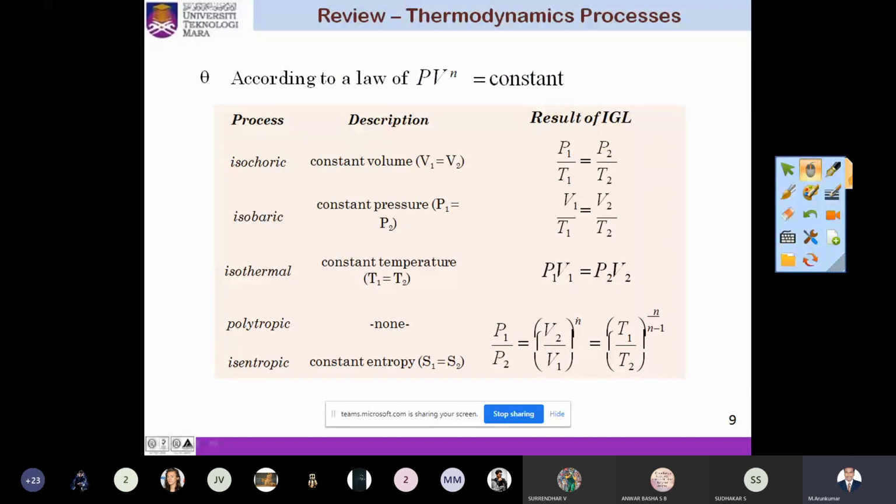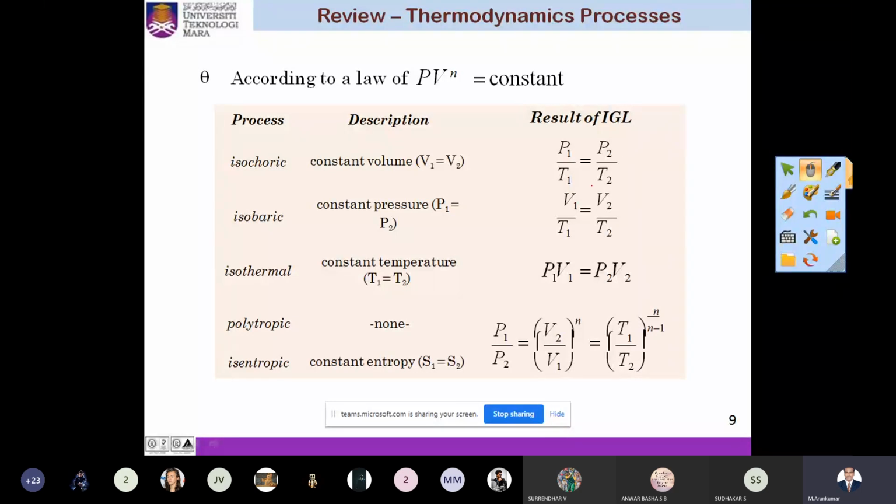Then these slides will also recap your processes. We have a polytropic process. The equation is PV power n is equal to constant. Here V is capital V, so volume. So PV power n is a constant for the polytropic process. We have lots of processes like isobaric and isothermal. Isothermal means constant temperature, isobaric means constant pressure, and isochoric means constant volume.